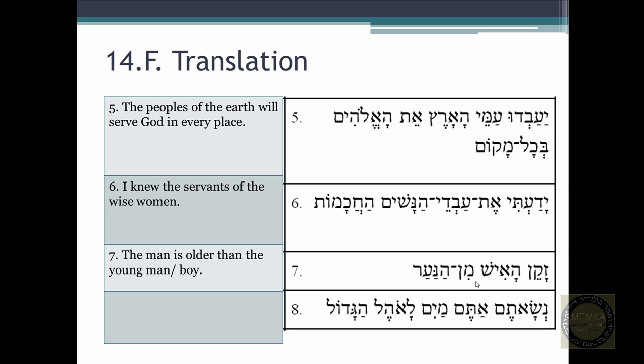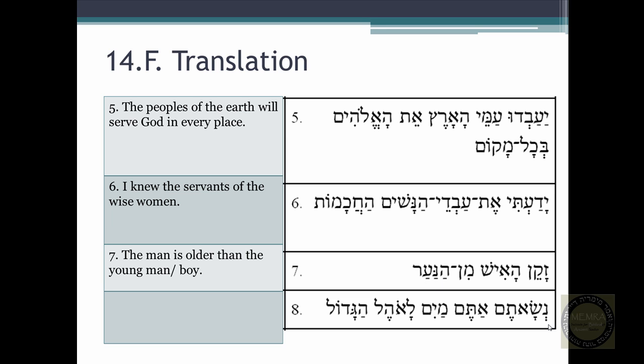Well, again, here we have min used before a noun, actually between two nouns, and then we have this adjective here, and that should be a clue: min with an adjective lurking nearby means we have this comparative construction. So the translation is: the man is older than the boy or the young man.